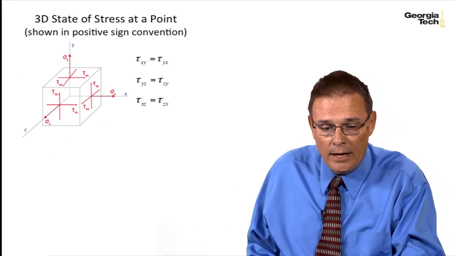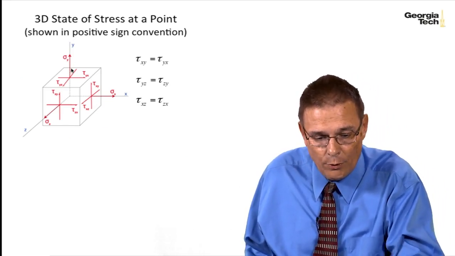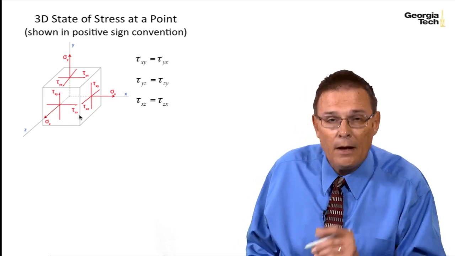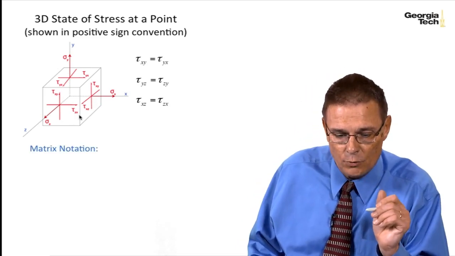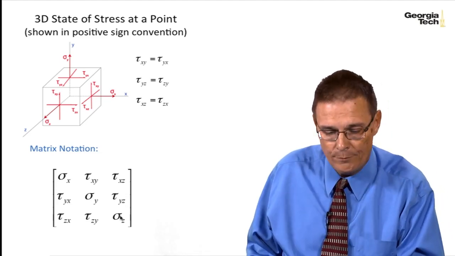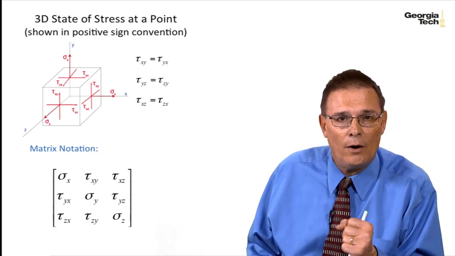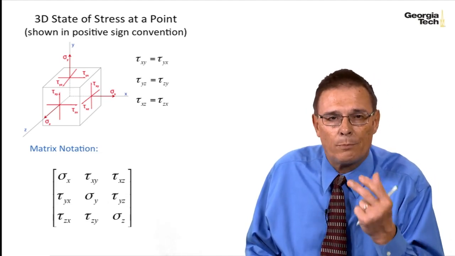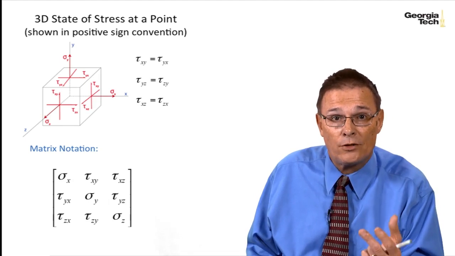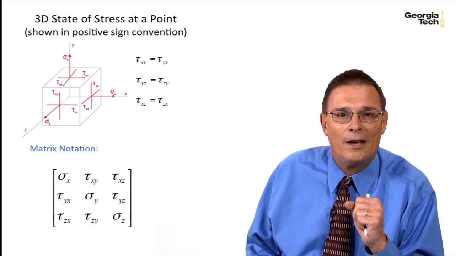And so here is my state of stress. I see that these shear stresses are equal, these are equal, and these are equal. I can express the state of stress as a tensor in matrix notation. I put my normal stresses on the diagonal, and I put my shear stresses on the off diagonal. And so that's, as a wrap-up, the way to express a 3D state of stress, and also to show the positive sign conventions. And we'll see you next time.